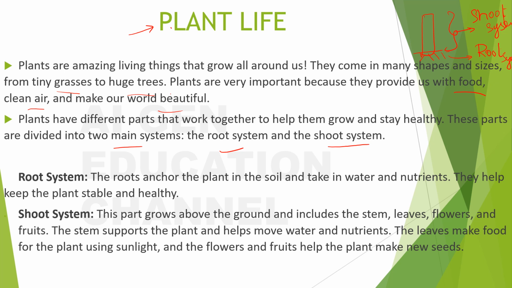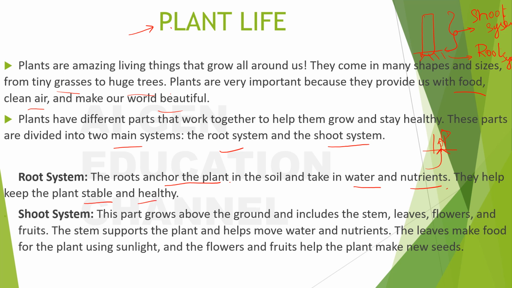The roots anchor the plant in the soil and take in water and nutrients. They help keep the plant stable and healthy. So what does the root do? The root anchors the plant in the soil, and it takes the water and nutrients and supplies them to the rest of the plant. The stem takes it to all other parts of the plant. They help keep the plant stable and healthy.